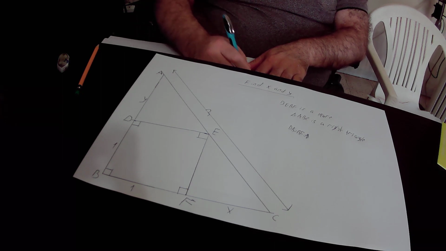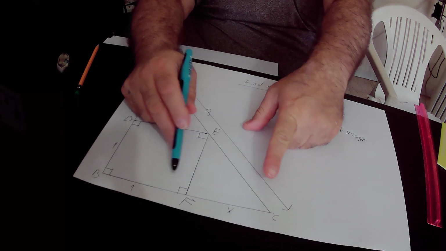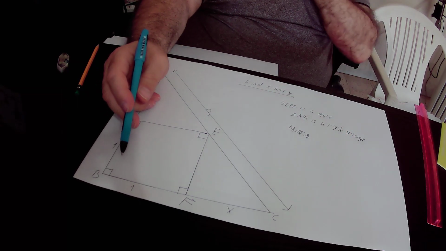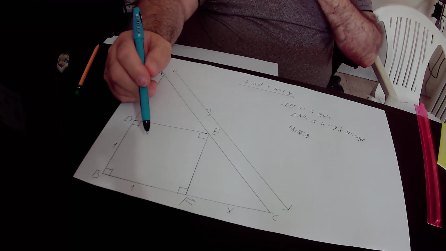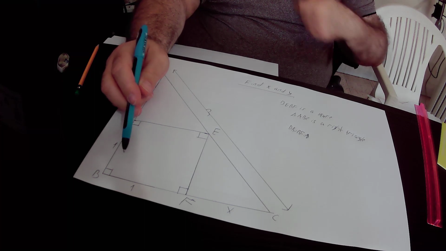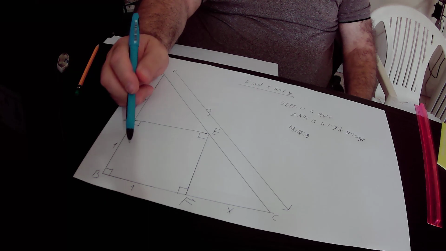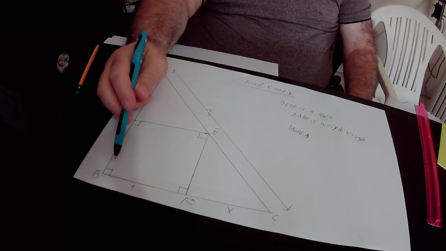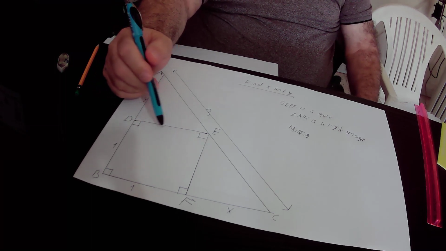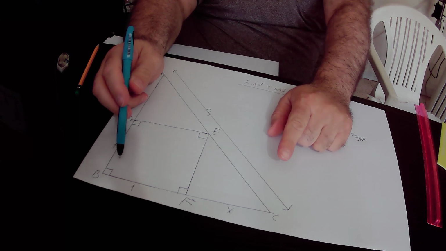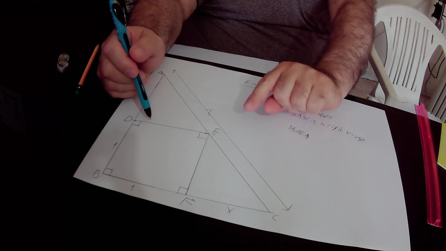And BF is part of the straight line BC. And we know that BF is parallel to DE. Therefore, if part of a straight line is parallel to another straight line, then the straight line itself must also be parallel to that straight line. So BF is parallel to DE, therefore BC, the straight line itself, must also be parallel to DE.